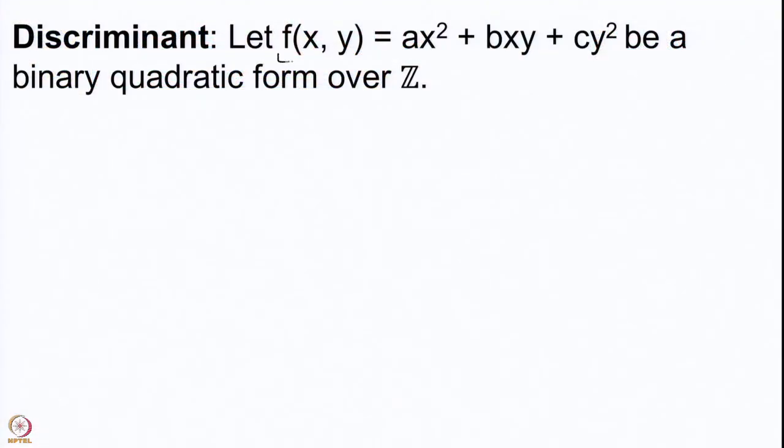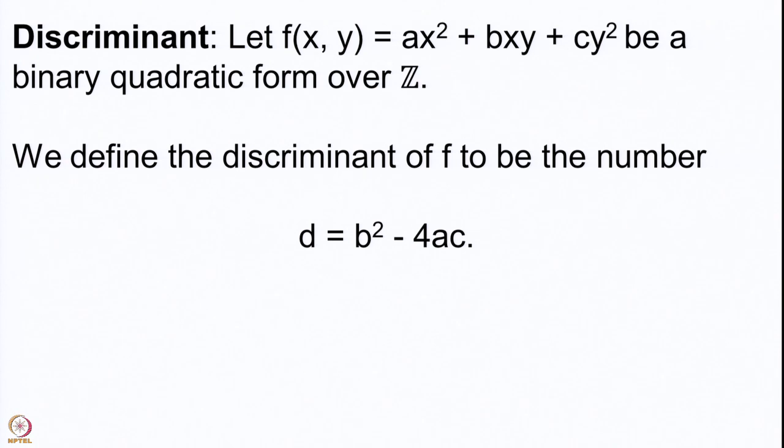Let me quickly define the discriminant of a binary form. So, after having talked about transformations, I also talk about an invariant. So, here is one invariant. We start with a binary quadratic form over Z. We start with an integral binary form ax square plus bxy plus cy square, and we define its discriminant to be this quantity, b square minus 4ac. So, this is an integer.